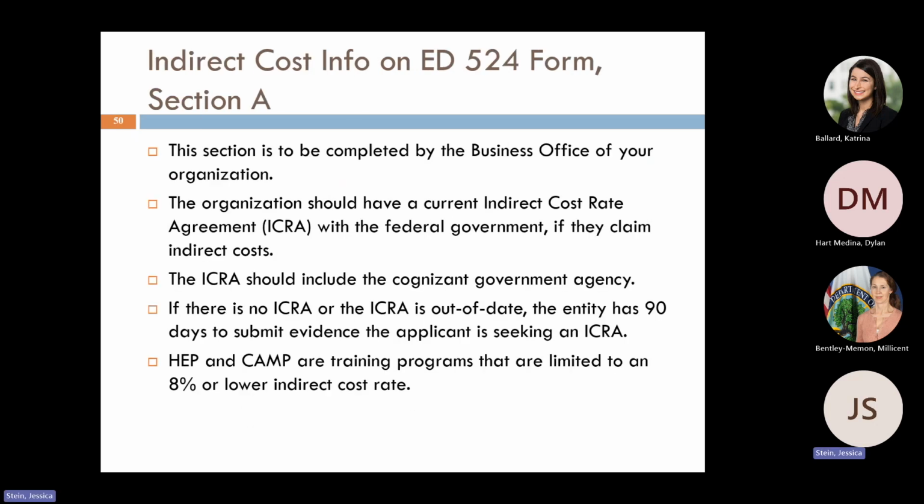Next, we will review the indirect cost information on the ED-524 form, Section A. This section is to be completed by the business office of your organization. The organization should have a current indirect cost rate agreement, that is ICRA, with the federal government if they claim indirect costs. The ICRA should include the cognizant government agency. If there is no ICRA or the ICRA is out of date, the entity has 90 days to submit evidence that the applicant is seeking an ICRA. HEP and CAMP are training programs that are limited to an 8% or lower indirect cost rate.